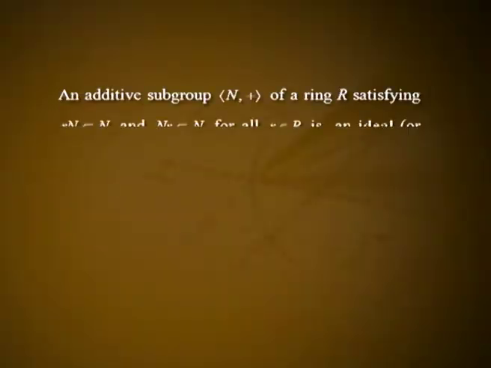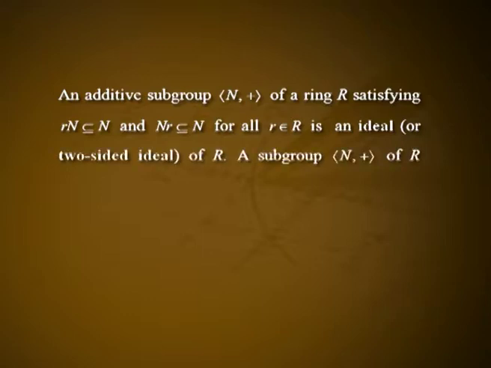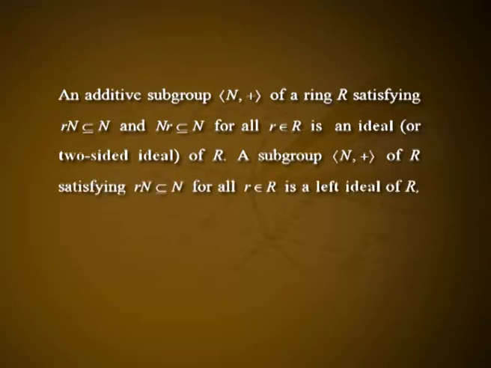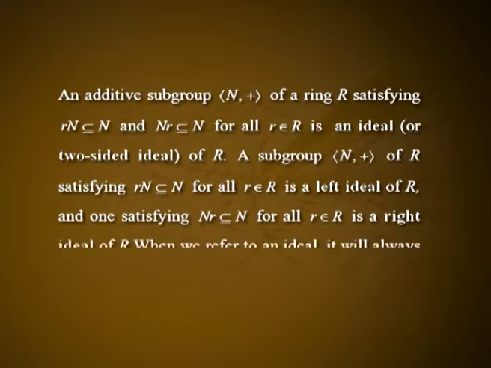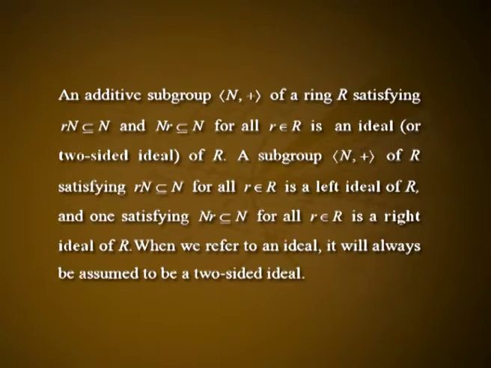Definition. An additive subgroup N under addition of a ring R satisfying rN ⊆ N and Nr ⊆ N for all r belonging to R is an ideal or two-sided ideal of R. A subgroup N under addition of R satisfying rN ⊆ N for all r belonging to R is a left ideal of R, and one satisfying Nr ⊆ N for all r belonging to R is a right ideal of R. When we refer to an ideal, it will always be assumed to be a two-sided ideal. Remark: an ideal is to a ring as a normal subgroup is to a group. Example 4. Every ring R has two ideals, the improper ideal R and the trivial ideal {0}.